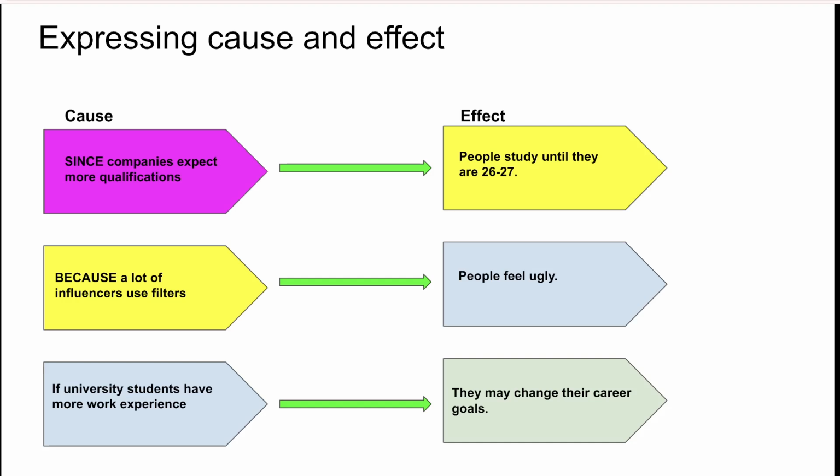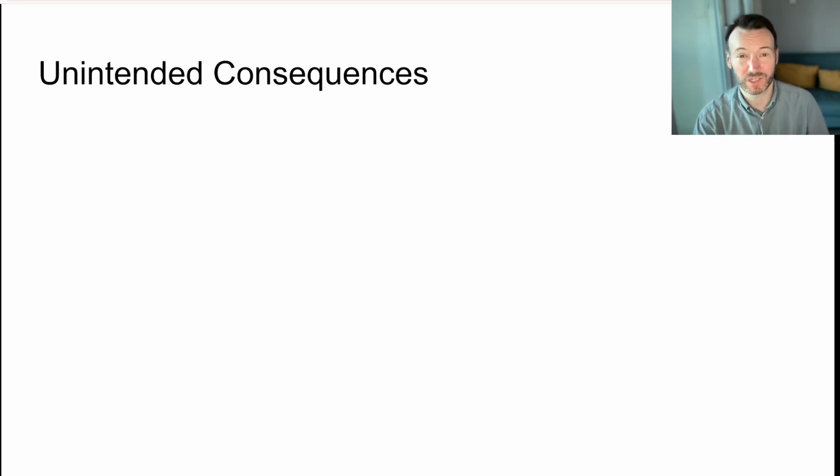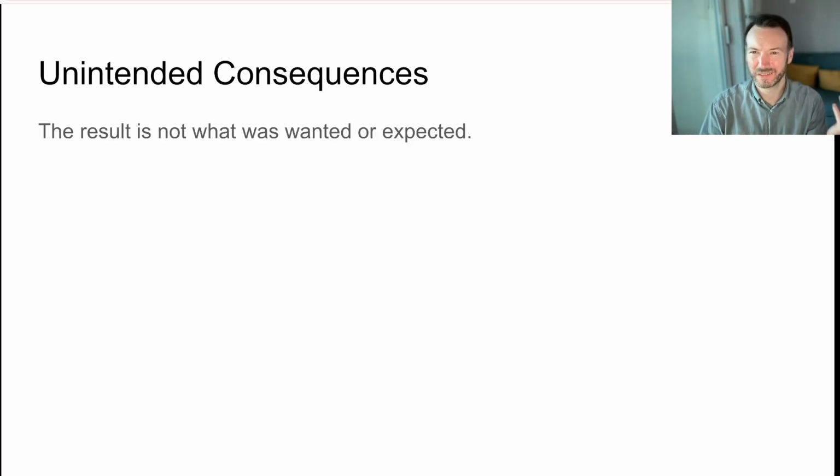So one example of how we can use this is if we're describing the unintended consequences of something. So maybe there's a rule or a law or an action, and what they wanted to get from that was actually not what they got from it. And so we can show the cause and effect in this. So for example, the result is not what we wanted or not what we expected. So the result is unintended.